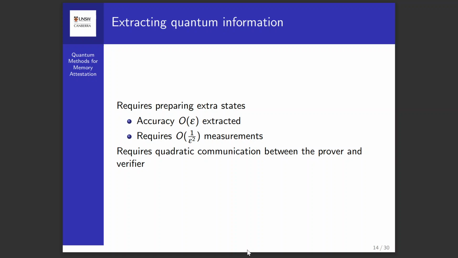One of the things Rolando and I did in our second paper was ask how much accuracy you would actually require to use the system. And it's quite high. But even if you only need 10 to the minus 1 accuracy, then you're going to need 10 to the 2 samples, right? So you've already got quadratic communication requirements between the prover and the verifier, which is undesirable.